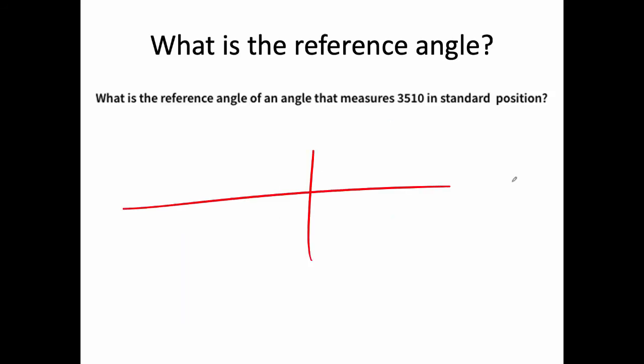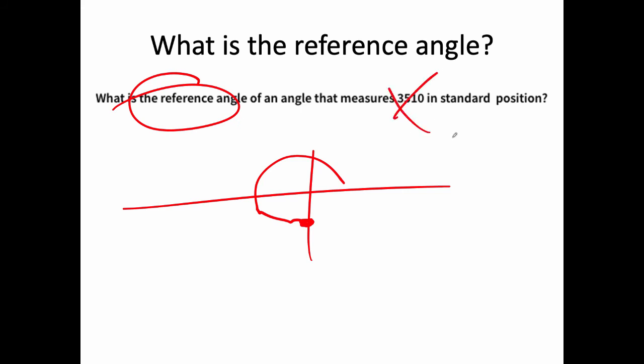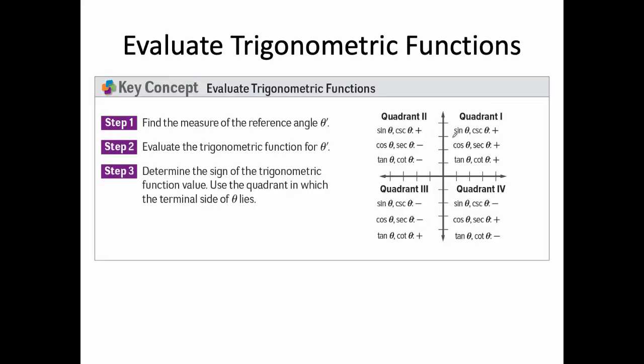3,510. Well, 3,600 would be all the way around, so 90 more. That actually ends up right here down at 270. I don't like a reference angle for that. This is a terrible problem. Okay, we do not use this chart right here. I do not like this chart.